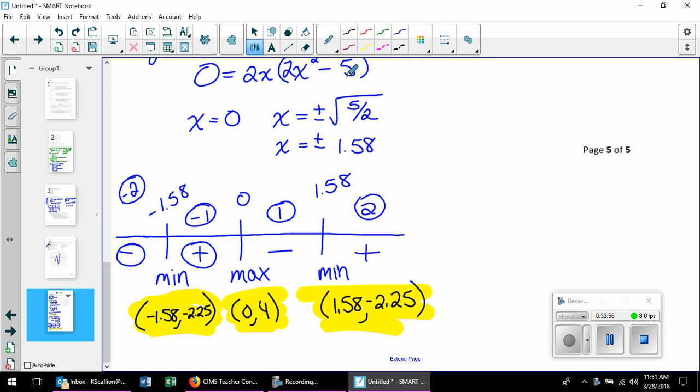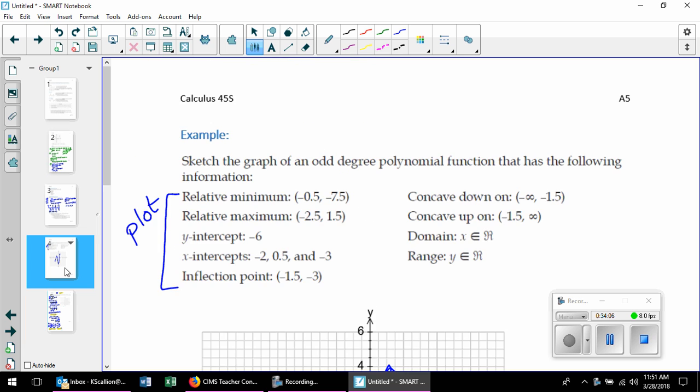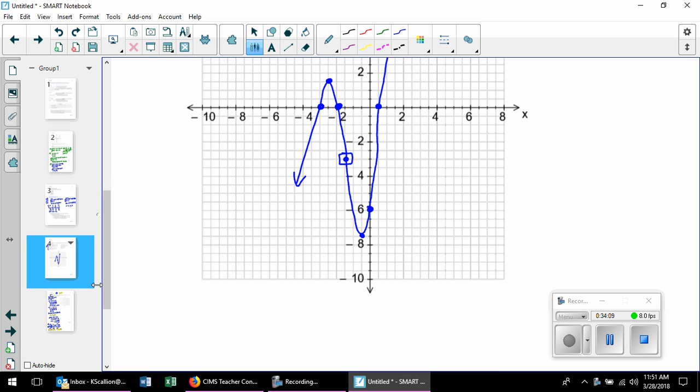Now we're moving on to our concavity. We need our, what are they called? Inflection points. There's the point where the graph changes from concave down to concave up. You need your inflection points now. It's the exact middle.